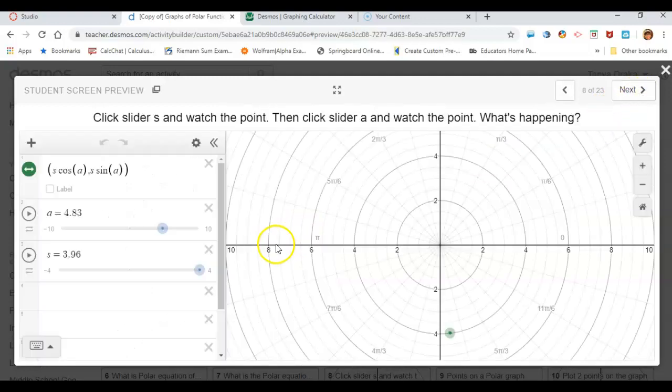The next thing they will see is there is a point on the graph. So I've instructed them to click slider S so they can see what's happening with S. That was A. Here's S. Look at what's happening with S. And as you can see, I've only gotten it to go from -4 to 4, so you will be able to see it on the screen.